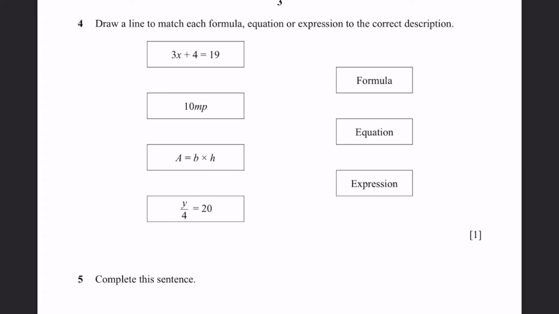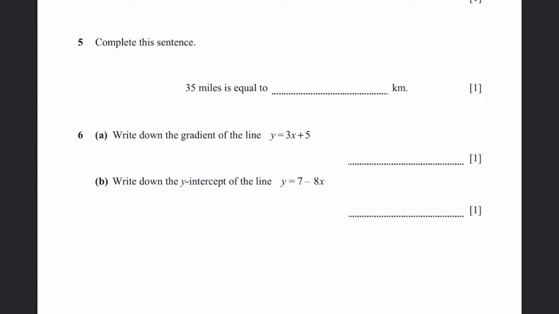Now I can go to question 4. Draw a line to match each formula, equation, or expression to the correct description. 3x plus 4 equals 19 is an equation because there's an equal sign and only one unknown. m plus 10 and p is an expression with two variables, m and p, and a constant 10. A equals b times h is a formula. In this case, it is the rectangle area formula: area is breadth times height. y by 4 equals 20 is an equation. That's the answer.